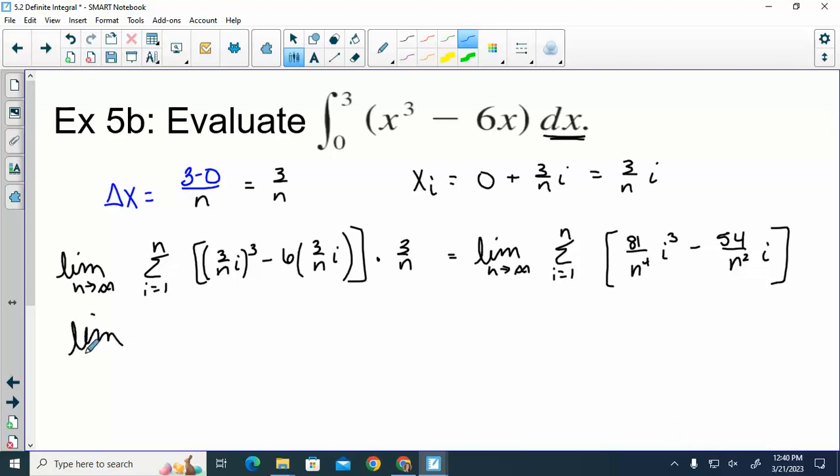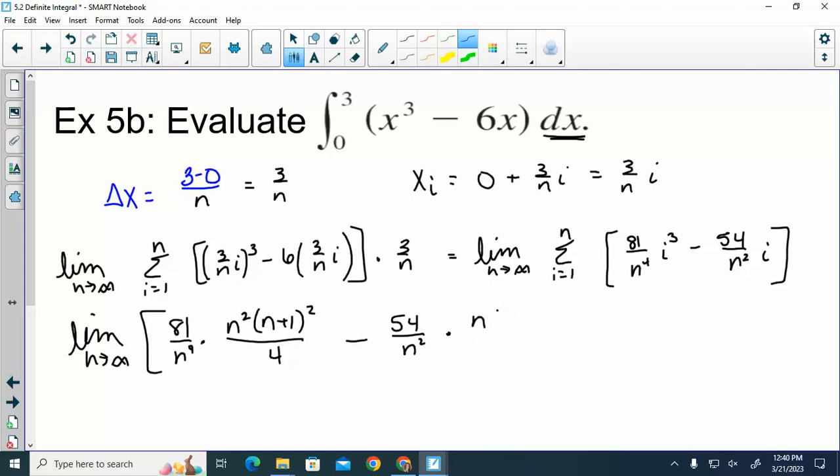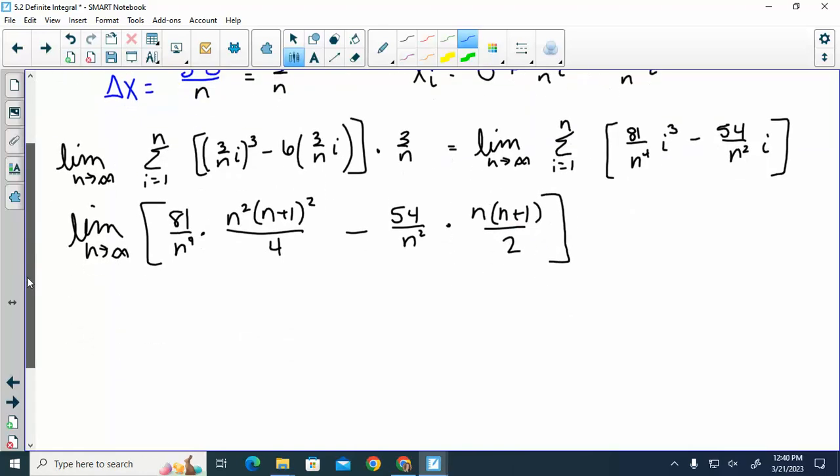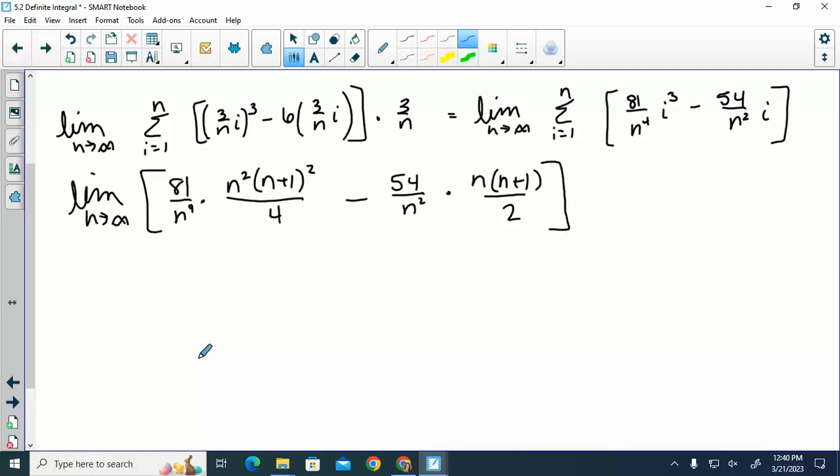So when we do the formulas, that's when the summation goes away. So we have 81 over n to the 4th. What is the i cubed formula? n squared times n plus 1 squared over 4. Minus 54 over n squared. The i formula is n times n plus 1 over 2.